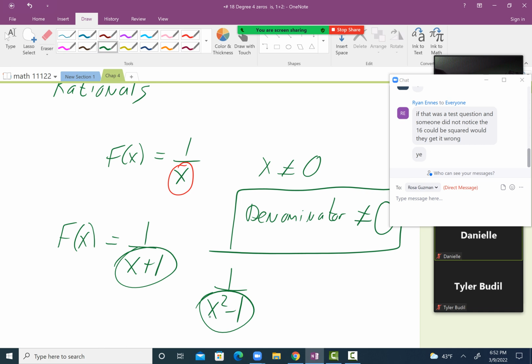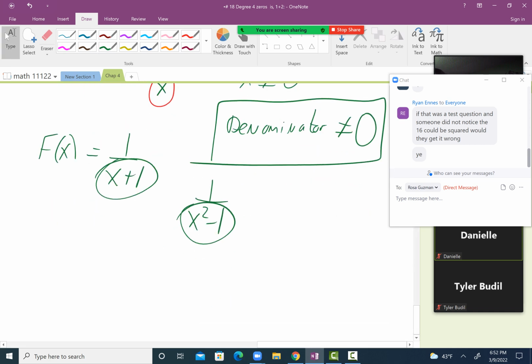You can have a rational with an x on the top, something like that. That's okay. But what makes it rational is that x on the bottom. So that's what rationals are.